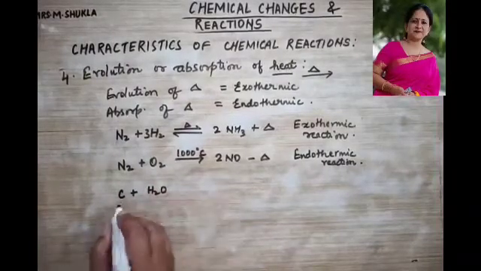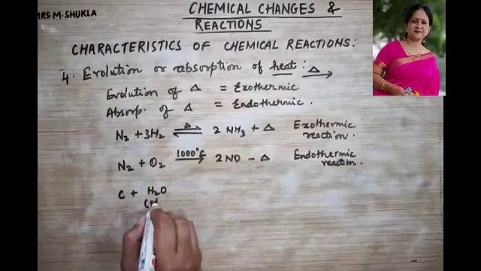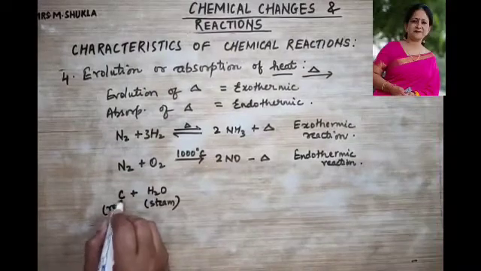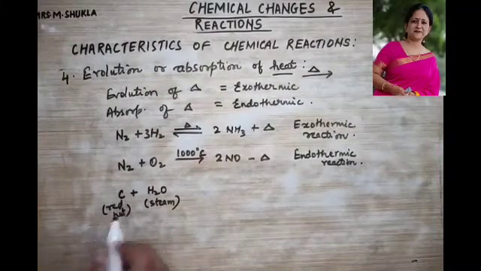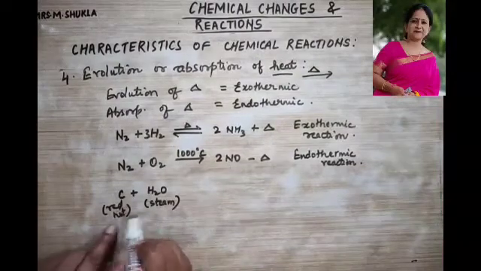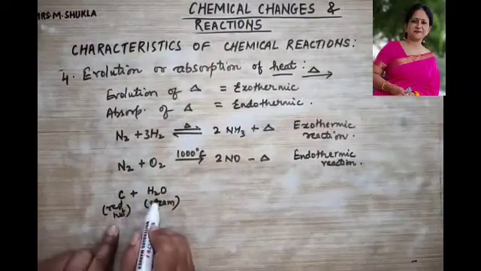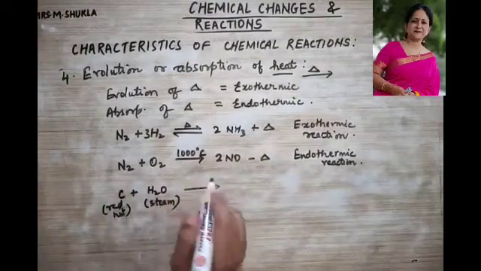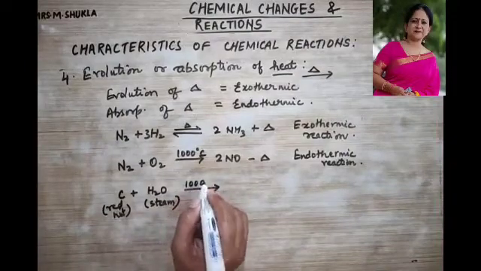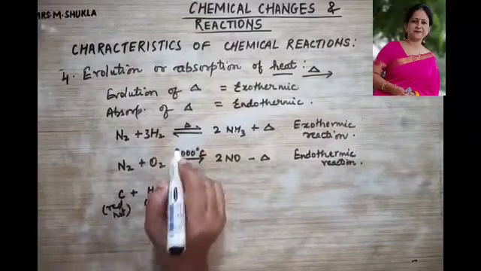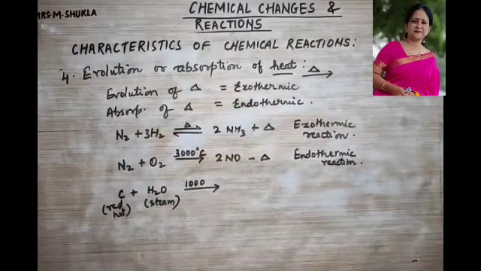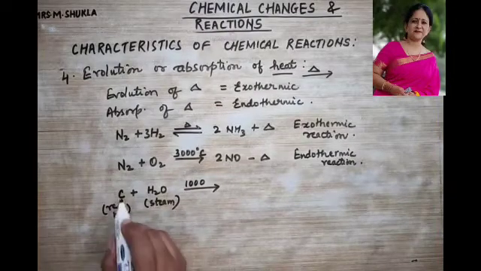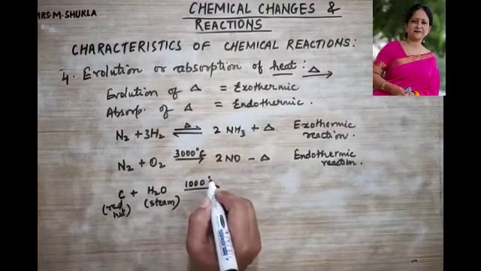Got it? Another example you can take, carbon, when this carbon is treated with steam. Now look over here. Steam means already at higher temperature. This carbon is also red hot, meaning already heated at high temperature. So we are already providing such high temperature to my reactant. But the reaction still does not proceed till I give the temperature of 1000 degrees Celsius for carbon and steam.